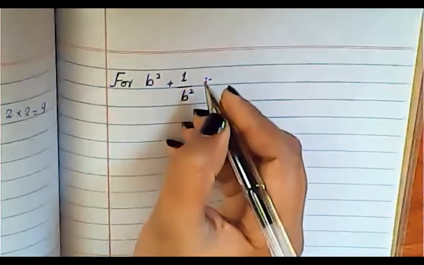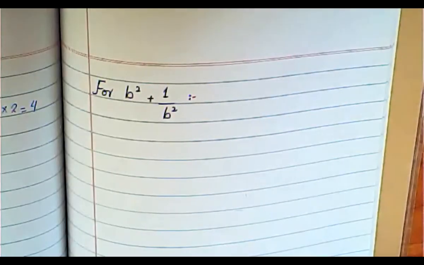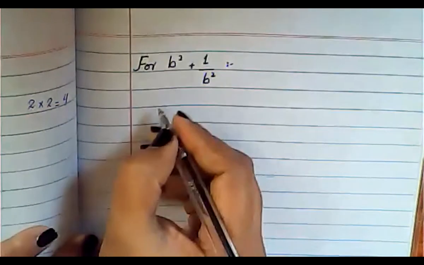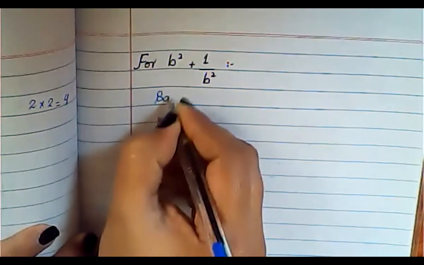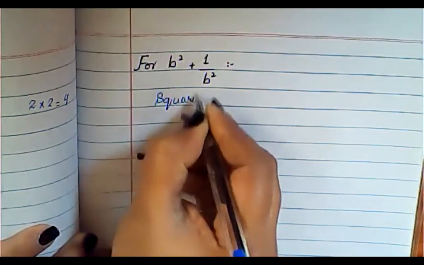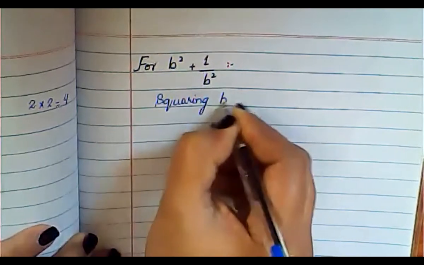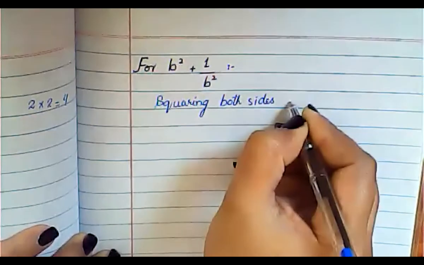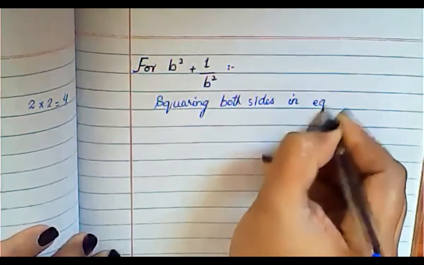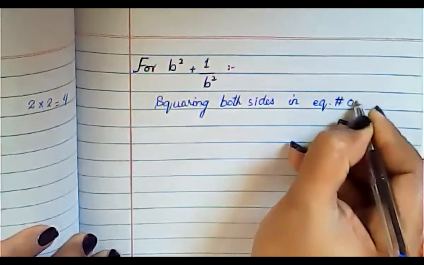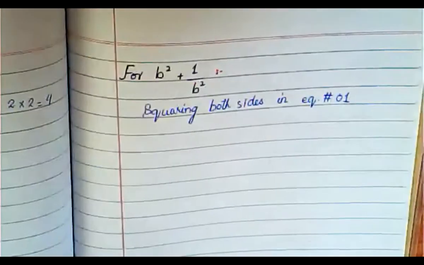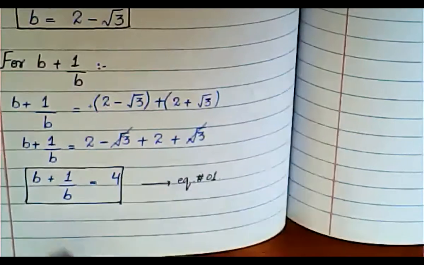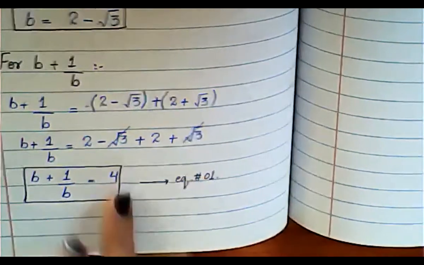Okay, now for this, what you will do? You will write here squaring both sides in equation number 1. Okay, now what was your equation number 1? This one. Your equation number 1 was b plus 1 upon b is equals to 4.